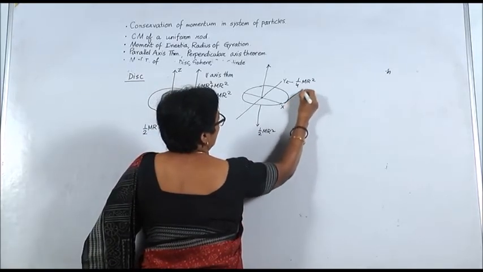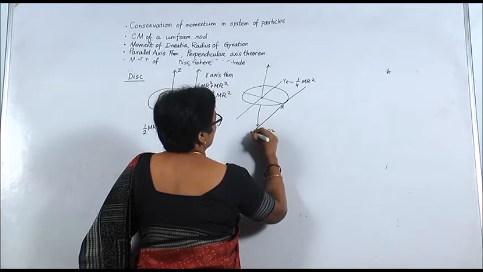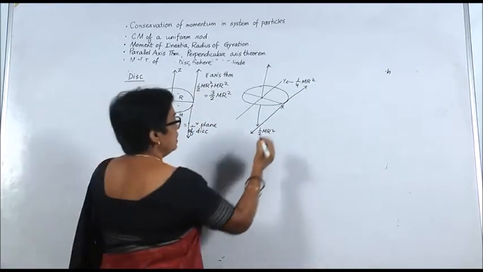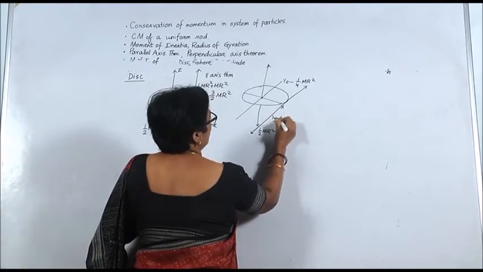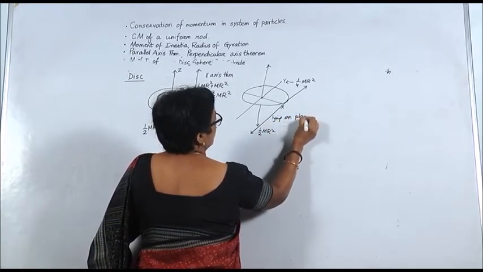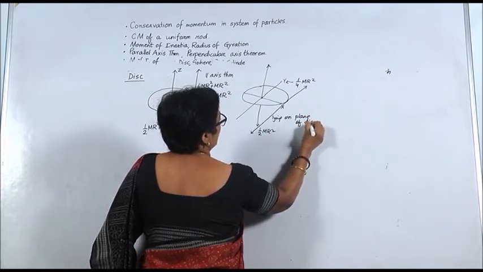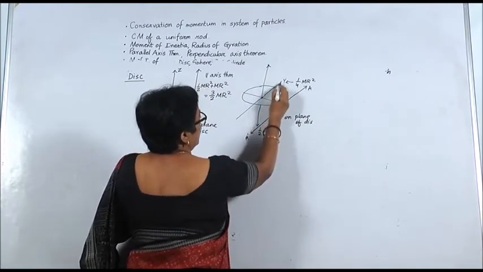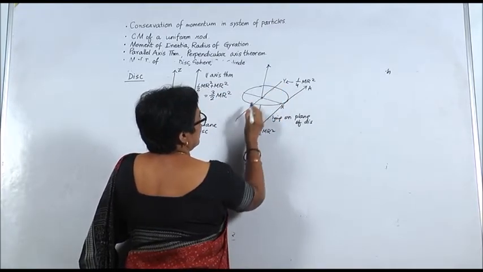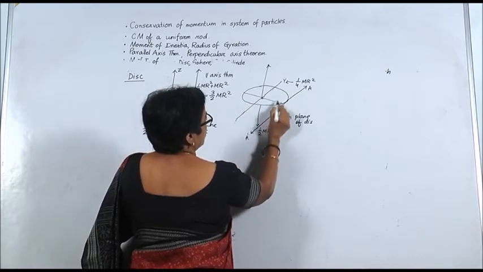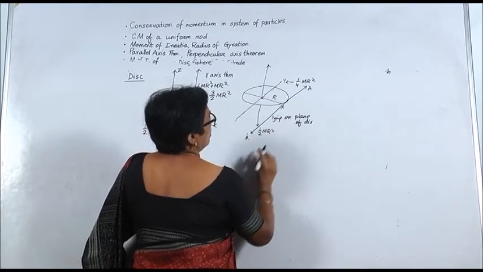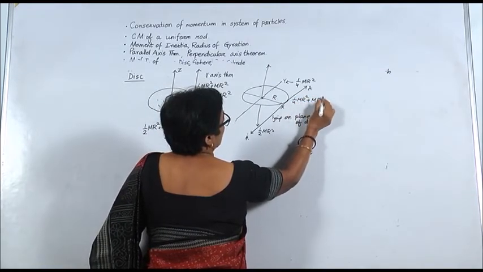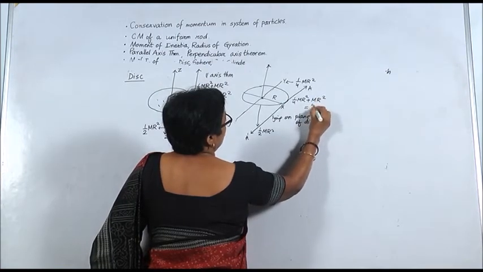Now if I take another axis parallel to this axis, touching the disc and lying on the plane of the disc, this line is lying on the plane of the disc, this a dash. Now we add mass into the separation, that is r, so 1 by 4 mr square plus mr square. Again I am applying the parallel axis theorem. So this will be 5 by 4 mr square.